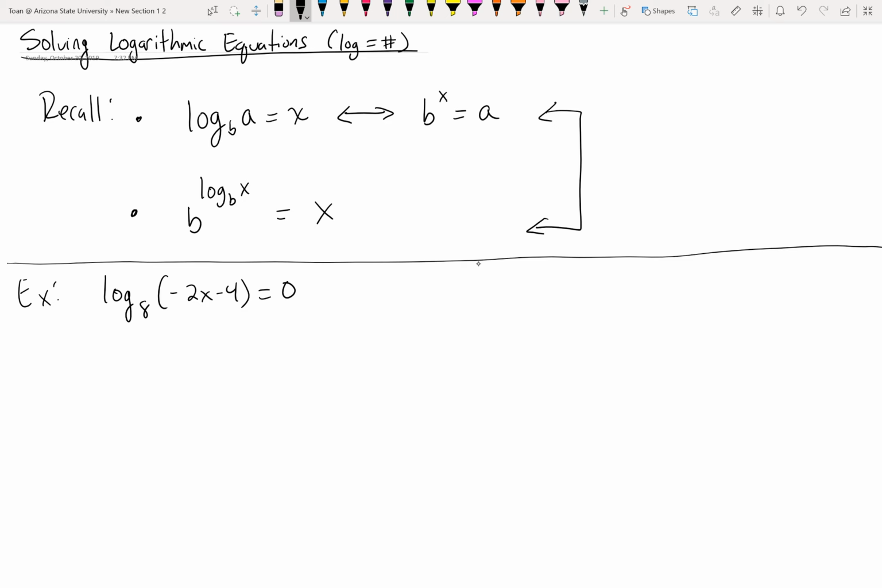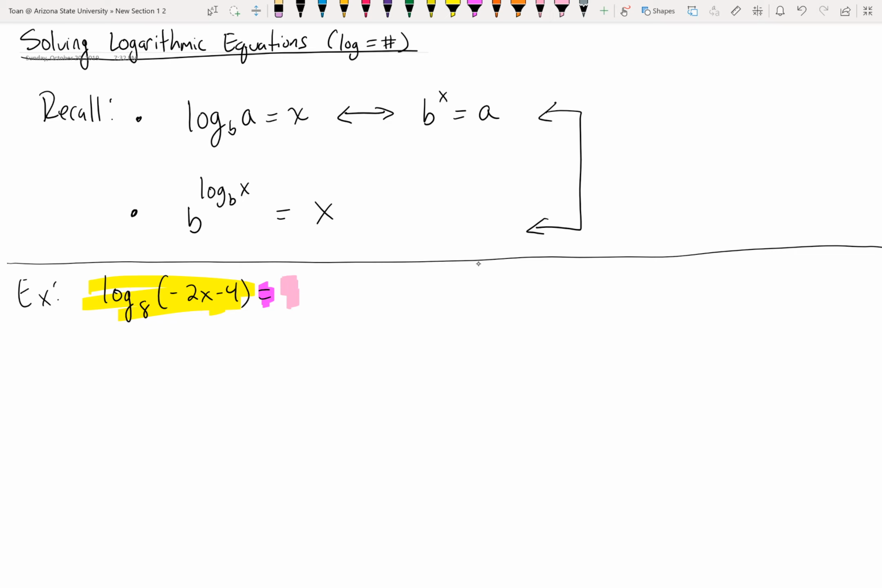So, to solve this, let's use the first school of thought. The first school of thought says, okay, notice what we have here. We have one log equaling one number. That is just the same format as this. One log equaling one number. So we can transform it into exponential form. So let's go ahead and do that.